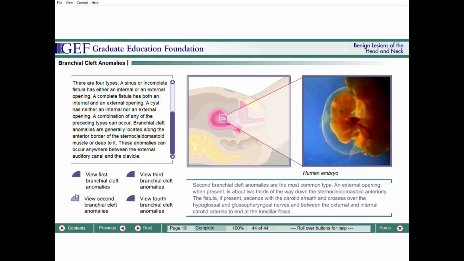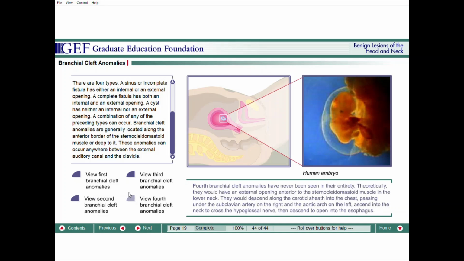Second branchial cleft anomalies. Second branchial cleft anomalies are the most common type. An external opening, when present, is about 2/3 of the way down the sternocleidomastoid anteriorly. The fistula, if present, ascends with the carotid sheath and crosses over the hypoglossal and glossopharyngeal nerves and between the external and internal carotid arteries to end at the tonsillar fossa.